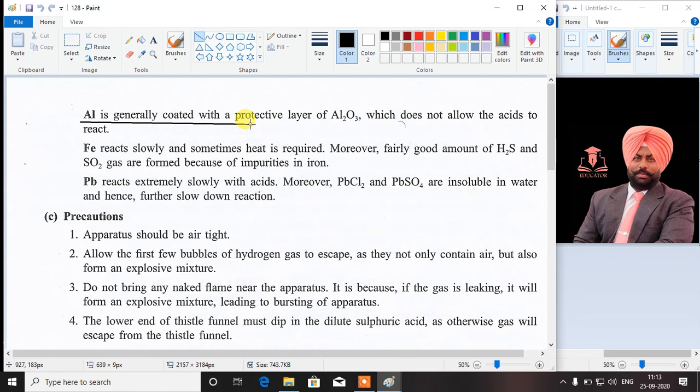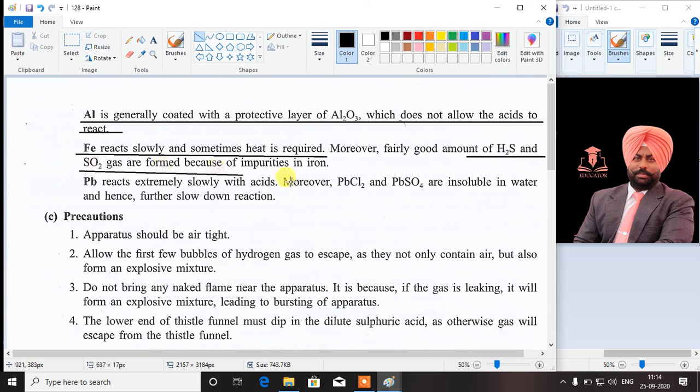Furthermore, aluminium is also not used. The reason is that aluminium, when reacted with sulfuric acid, forms aluminium oxide, and this aluminium oxide does not allow further reaction of aluminium with sulfuric acid, as aluminium oxide is insoluble. Iron is also not used because the reaction is very slow and sometimes we have to give heat for the reaction to take place, and along with it impurities such as hydrogen sulfide and sulfur dioxide gases are produced along with hydrogen gas.